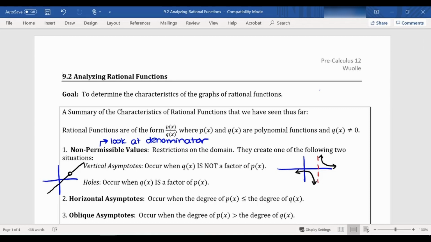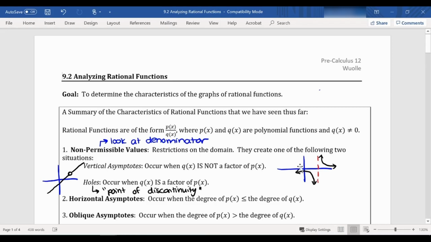Another term you might see for a hole is discontinuity. You might see this being called a point of discontinuity. If you plan on taking calculus, you deal with that discontinuity word quite a bit.